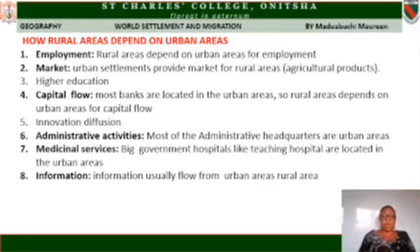Six, administrative activities. Most of the administrative headquarters are in urban areas. Seven, medical services. Big government hospitals like teaching hospitals are located in urban areas. Eight, information. Information usually flows from urban areas to rural areas.